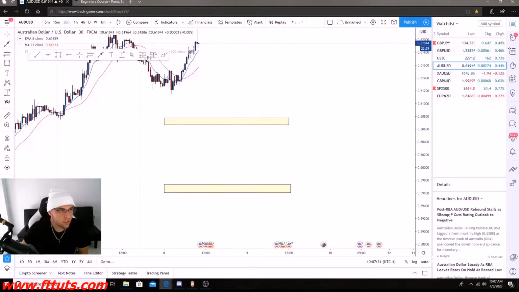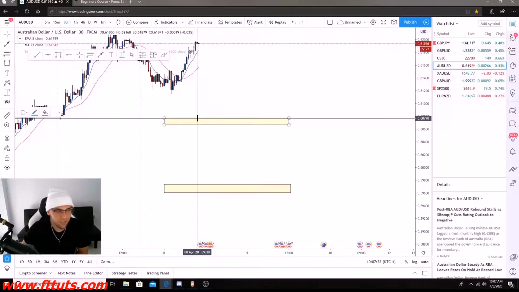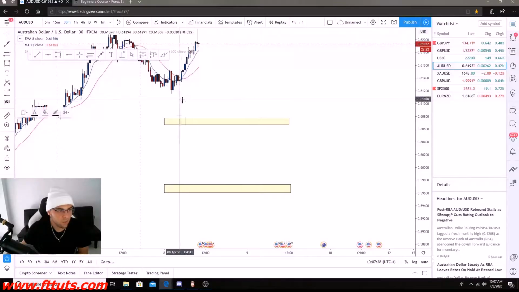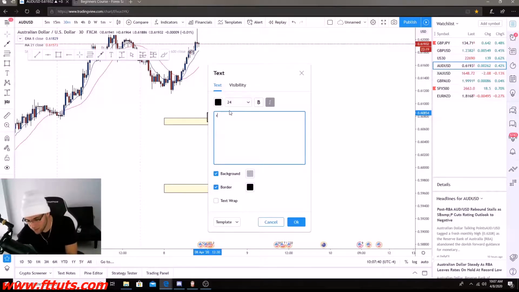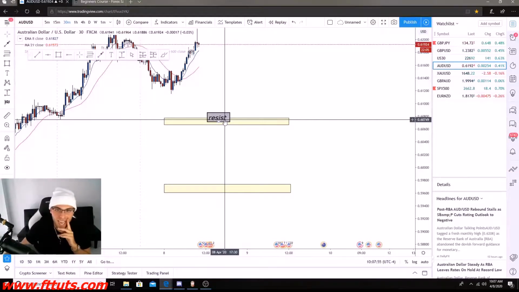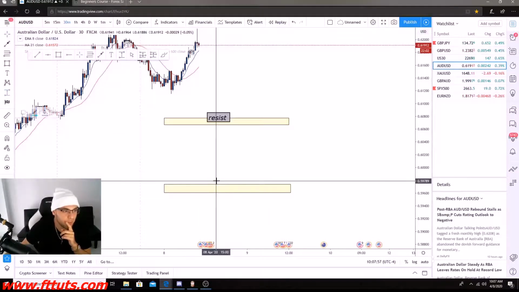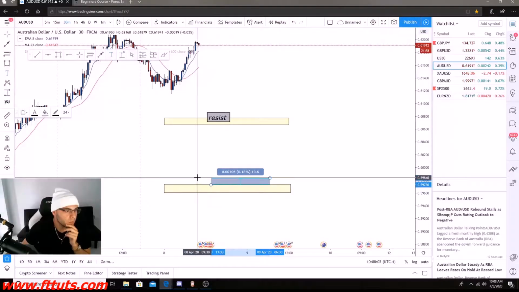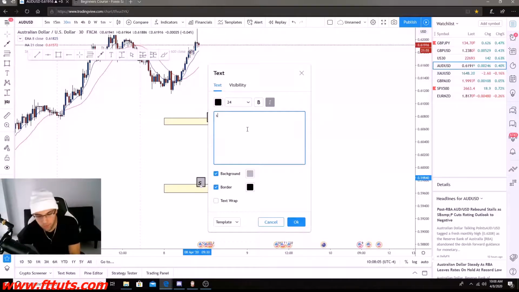Boom. So what we have here at the top right here is what we call a resistance. So the top is always going to be the resistance. Think of roof resistance. Roof is up there. So the resistance is always going to be at the top. And then at the bottom you have support.